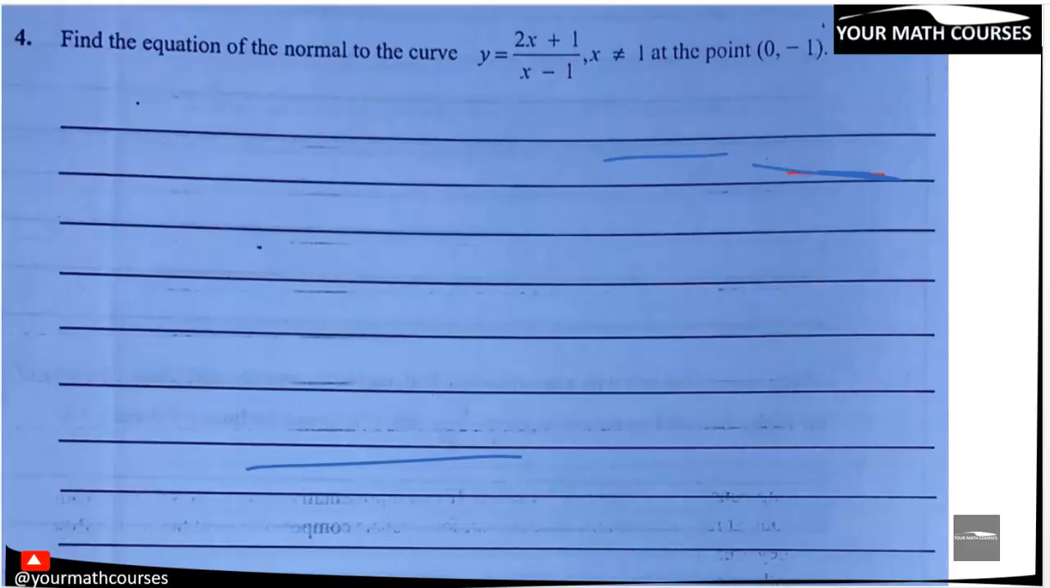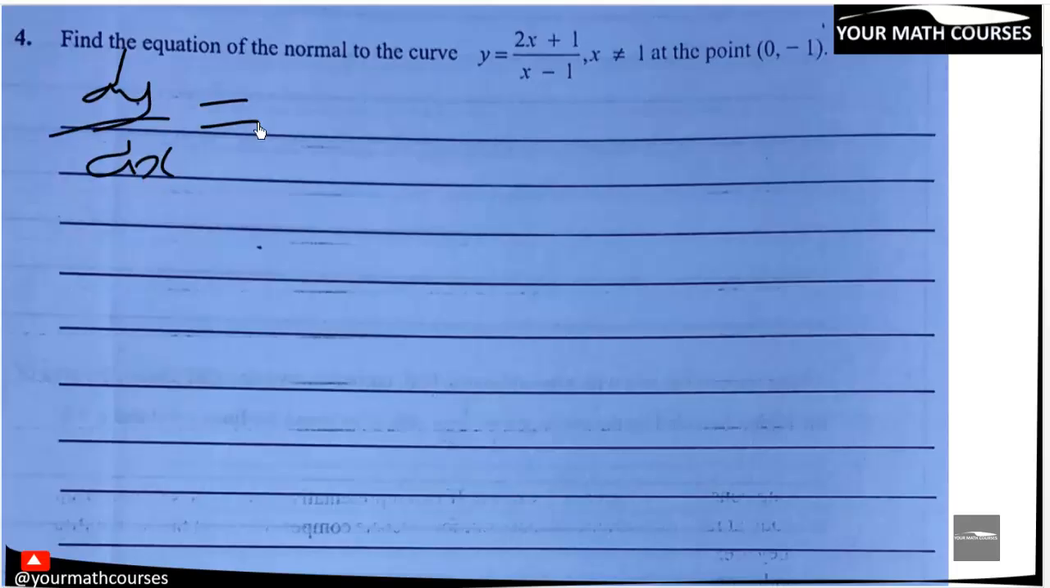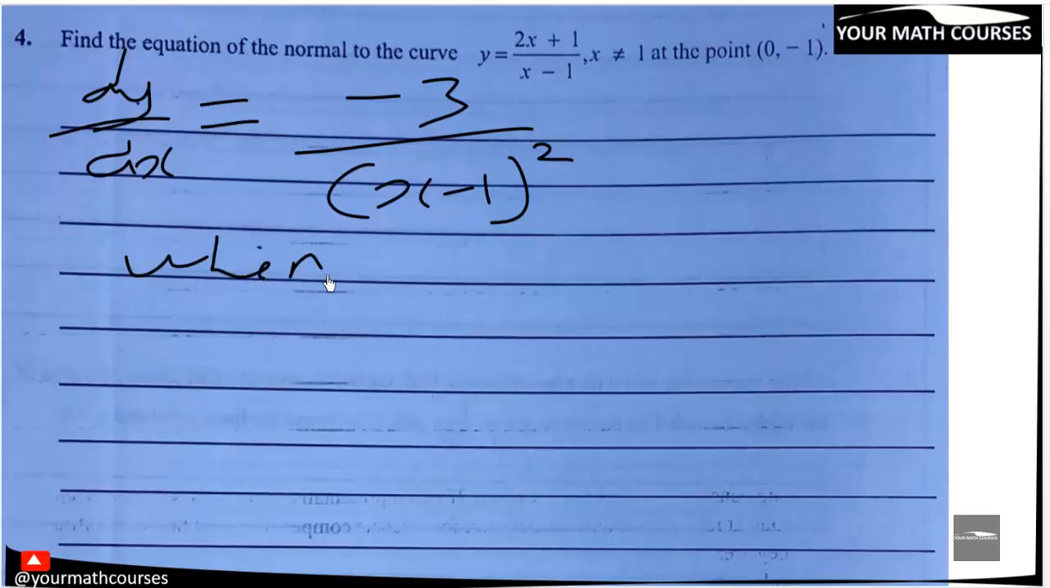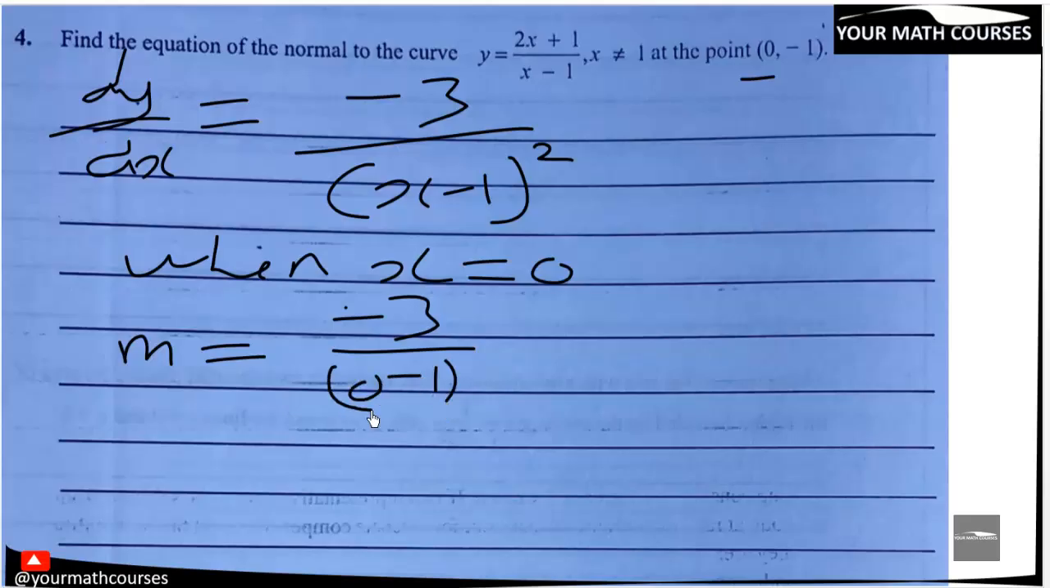So when we substitute into the derivative, what do we get? We have dy/dx equal to -3 over (x minus 1) all squared. So when x is equal to 0, the gradient m will be equal to negative 3 over (0 minus 1) all squared. And this will give us negative 3 over 1, which is negative 3. So that is the gradient of the tangent.